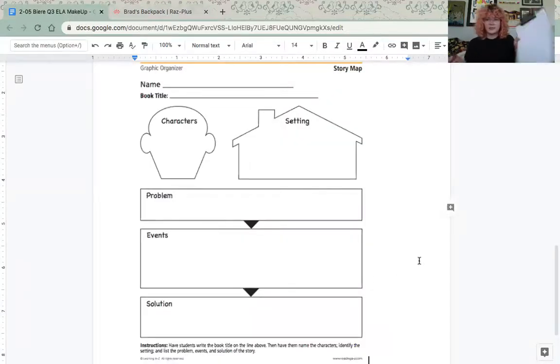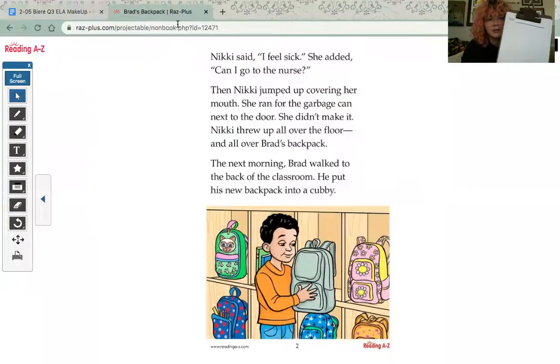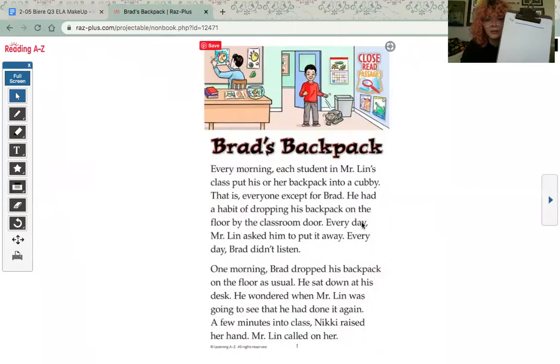So on your paper, you're going to write the title of the book or the title of the story. So you can go ahead and write title and write a line, or don't write a line, whatever, just as long as I know what the title of your story is. So in our case, the story title is Brad's Backpack, okay? So I'm going to write Brad's Backpack, and that's just so that I know what story you read as you're doing your story map.